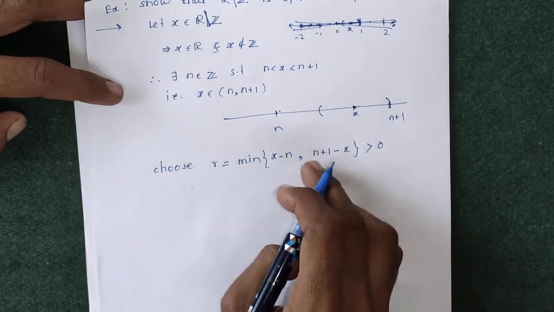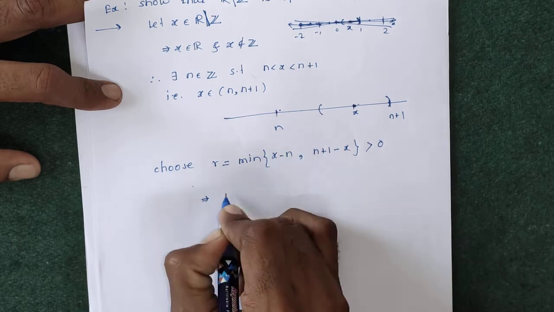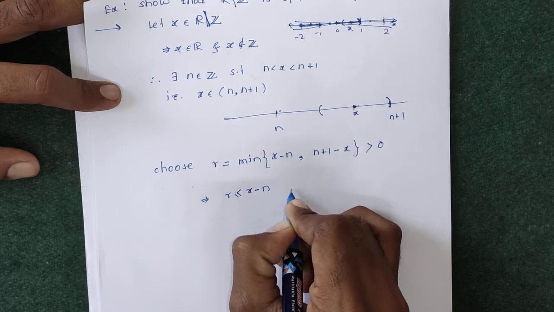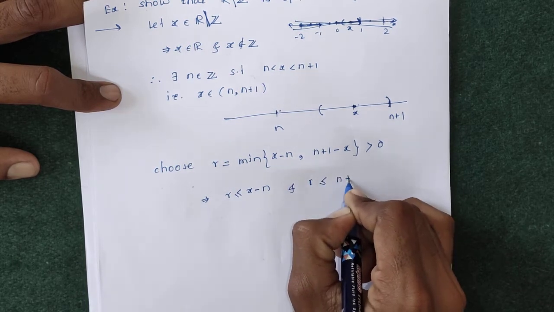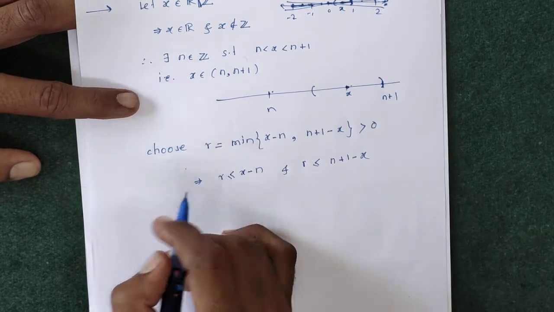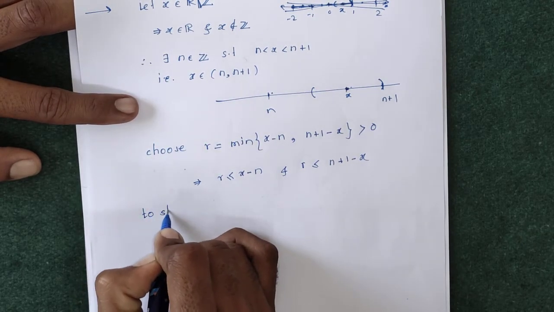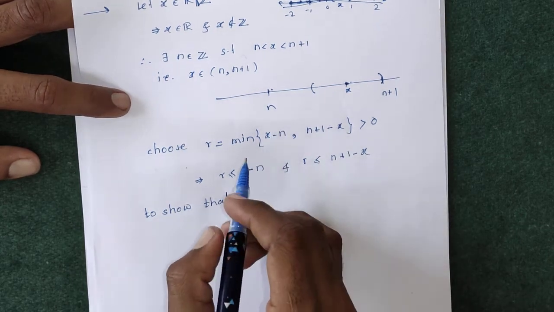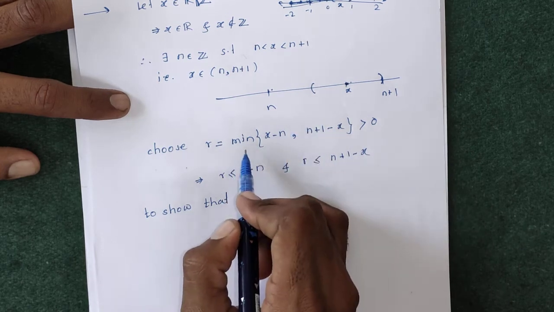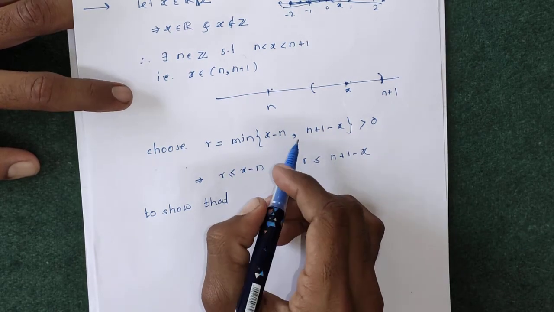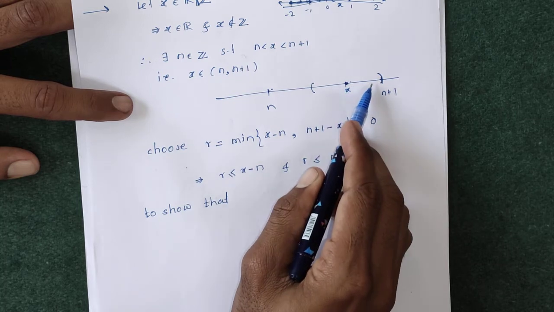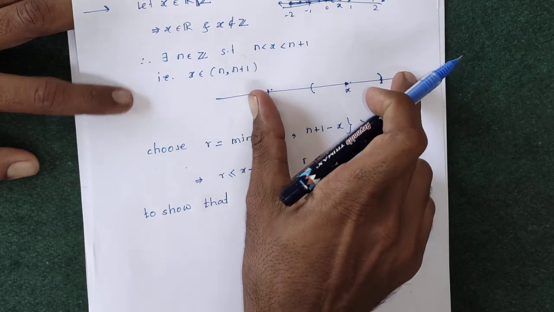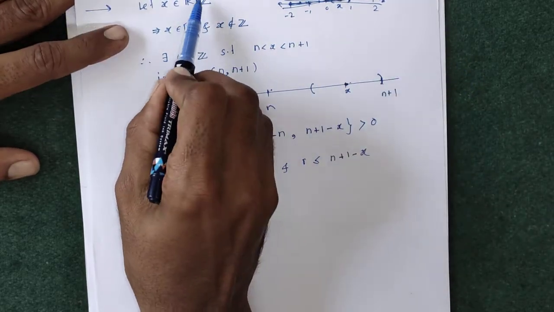So choose r equal to the minimum distance between these two, so that r is less than or equal to x minus n, and r is less than or equal to n plus 1 minus x. We have to show that this open sphere centered at x and with radius r is contained in the interval (n, n plus 1), and first of all in R minus Z.